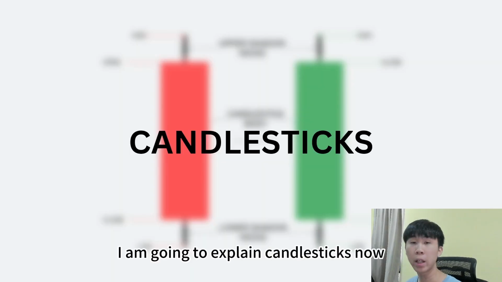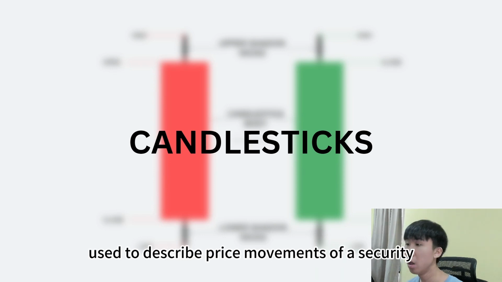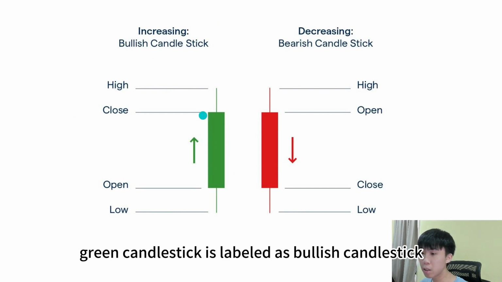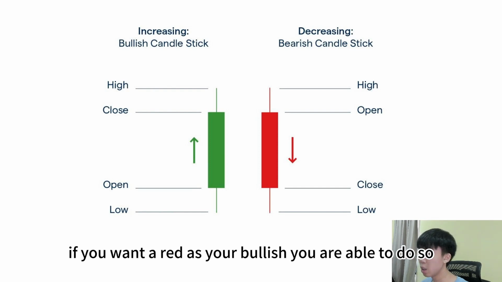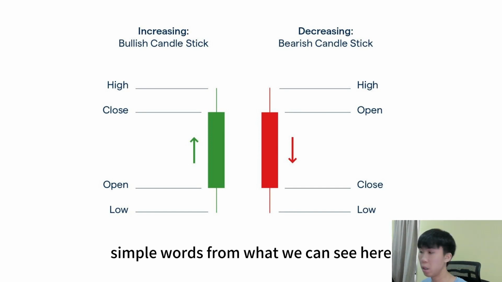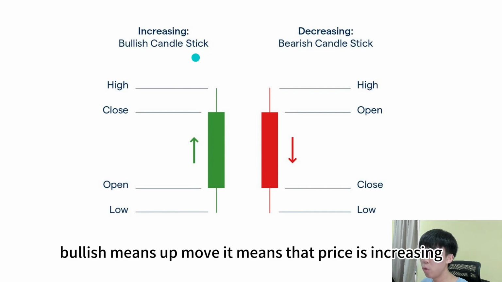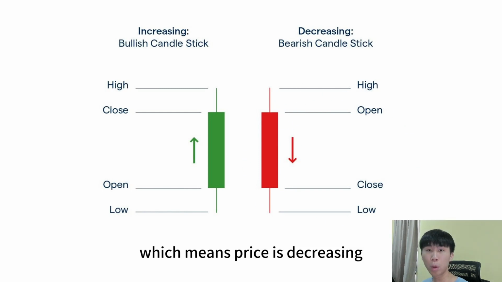I am going to explain candlesticks now. So what is a candlestick? A candlestick chart is a style of financial chart used to describe price movements of a security, derivative, or a currency. Now we are going to look at the anatomy of candlesticks. As you can see over here, a green candlestick is labeled as a bullish candlestick. The color can be set according to your own preferences. If you want red as your bullish, you are able to do so. In simple words, green is the bullish, while red is the bearish. Bullish means up move, it means that price is increasing, whereas bearish means down move, which means price is decreasing.